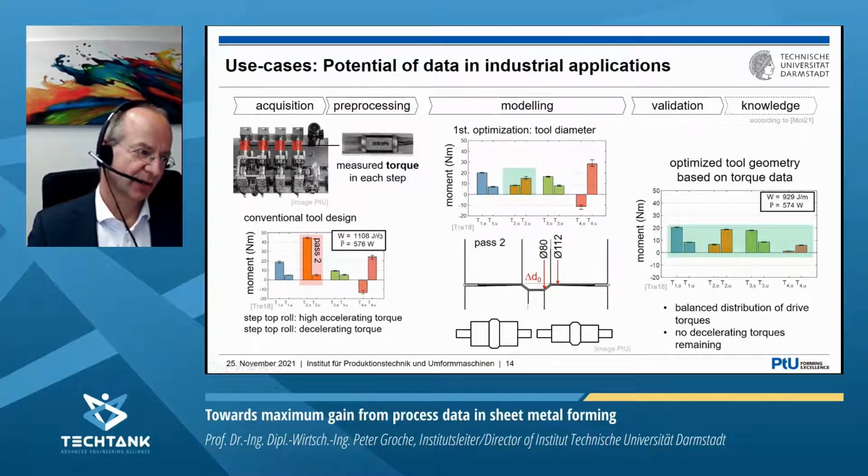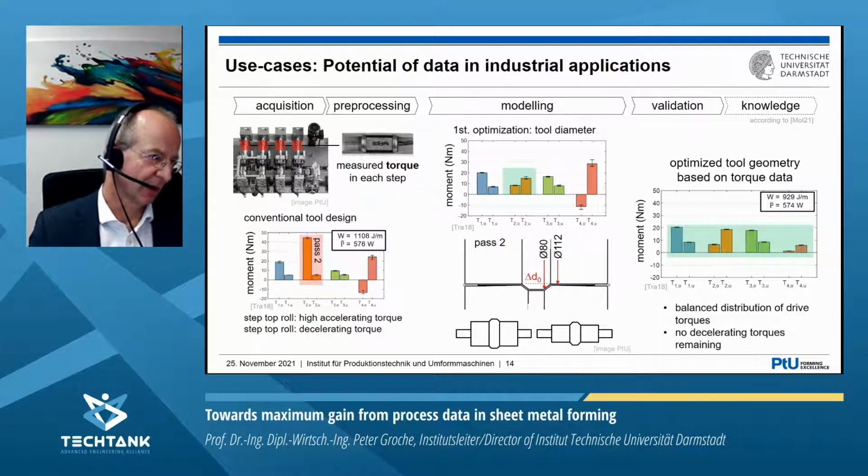Now, the results of such kind of data analysis is shown here. The starting point here for a well-adjusted roll-forming line is seen here on the left side, where you can see that the necessary moment at the different drives is very different. In some cases, even negative. That means in one case we are accelerating, in others we are decelerating. So that cannot be the optimum state of our energy consumption.